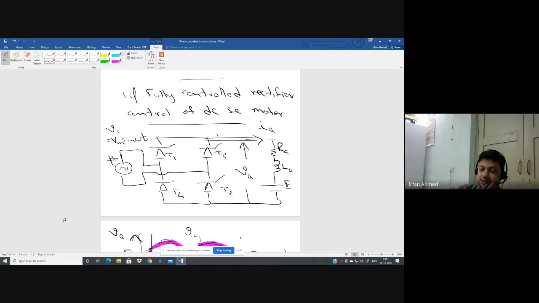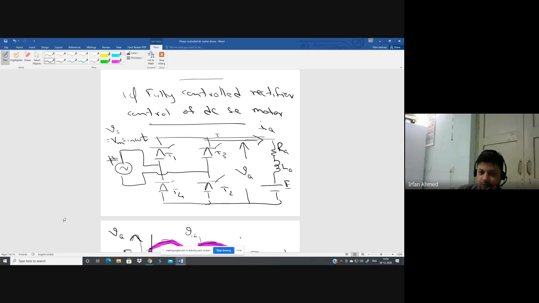The answer is you get step control of speed. For example, if you have 5 taps, you can get only 5 or 6 speeds. Correct? But if you want smooth control or any value of speed, then with a transformer with taps, it is not possible to obtain that with this method. The third one is this.